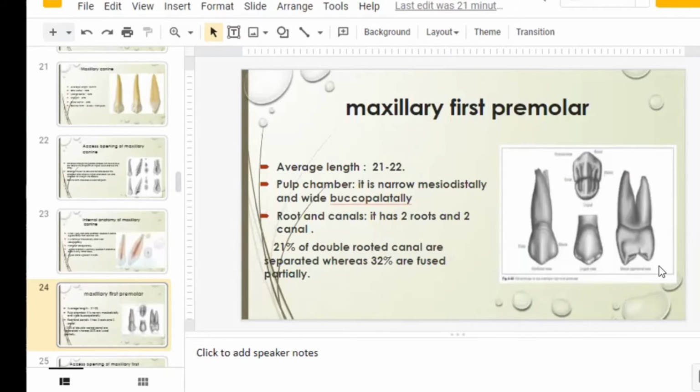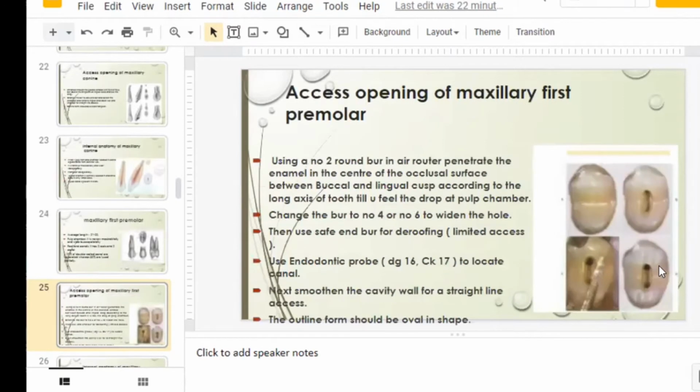Next, maxillary first premolar. Dr. Ankita, now tell me the steps of access opening of the maxillary first premolar. The shape of the first premolar is oval. Now you tell me the steps. It is common for everyone. Yes, ma'am, first we have to use a round bur. Then we use the number 2 round bur. Then we can feel the drop.